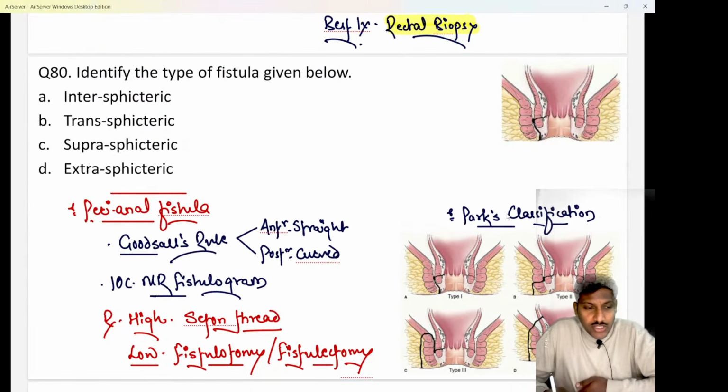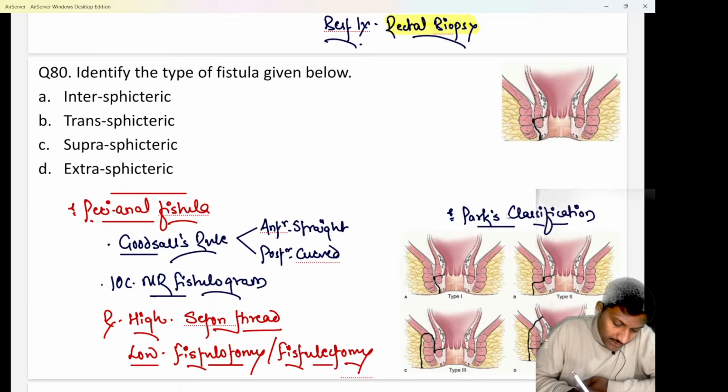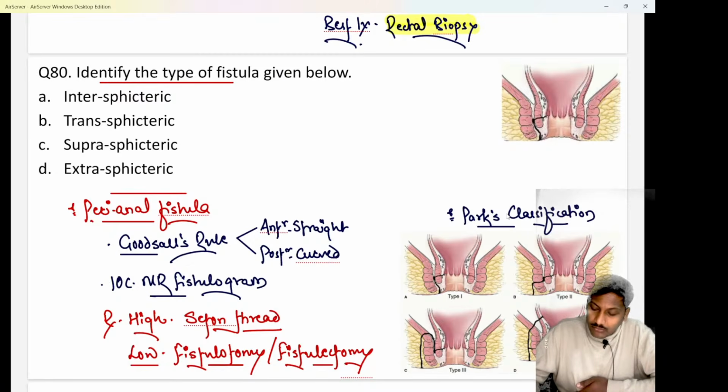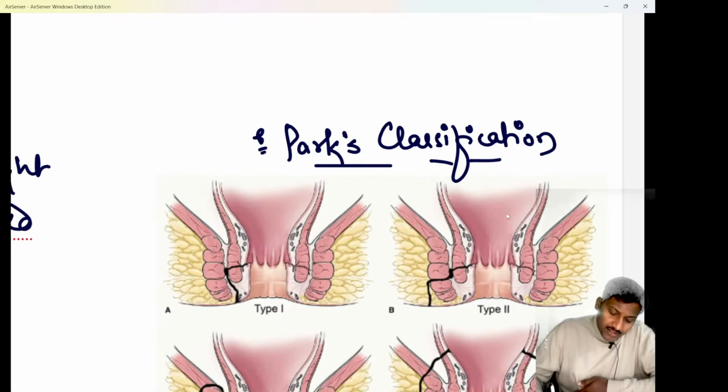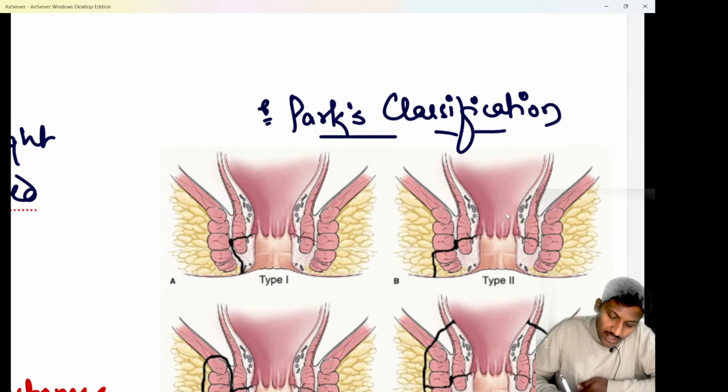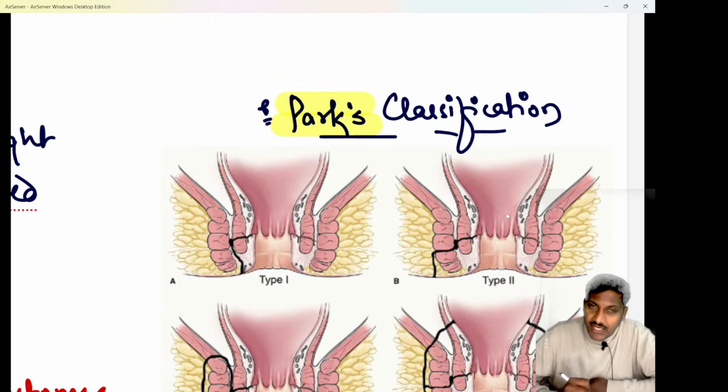Now, next is question number 80. Here you are able to see a case. They are asking you to identify the type of perianal fistula that is given in the picture below. Now, we know for perianal fistulas, we are going to have the Parks classification. So do remember there is a Parks classification that we have for perianal fistula.